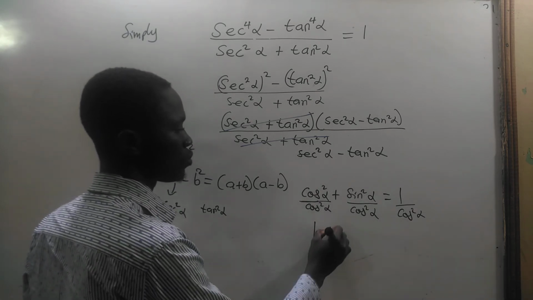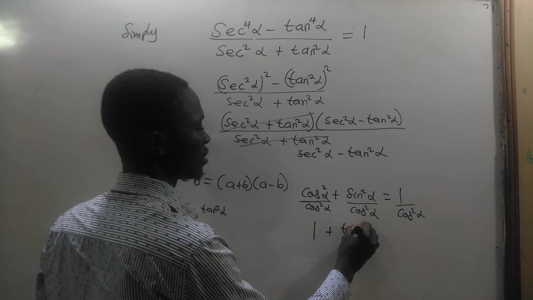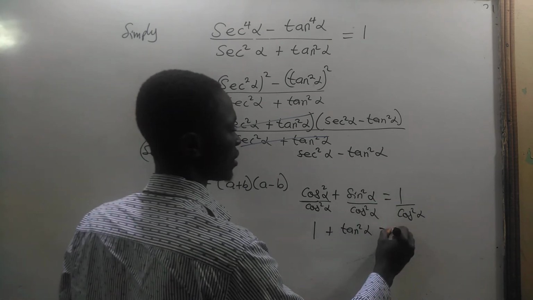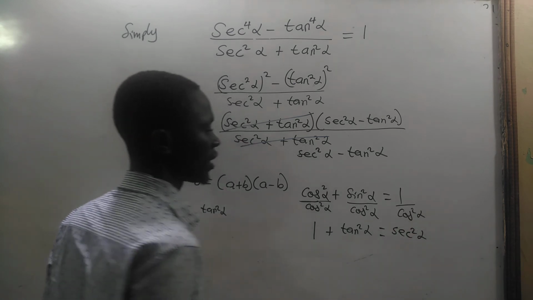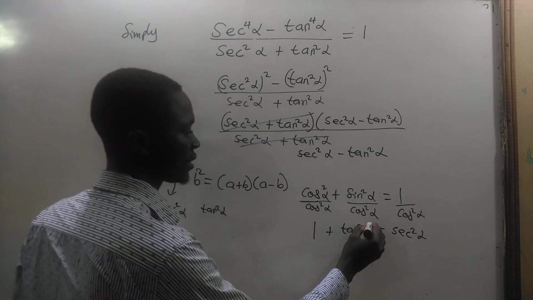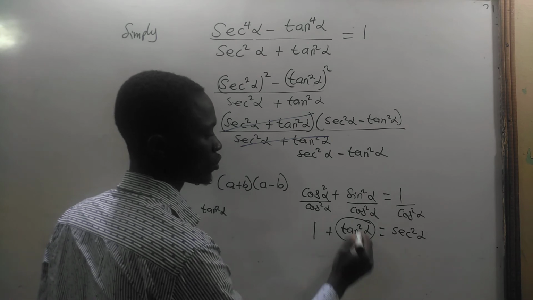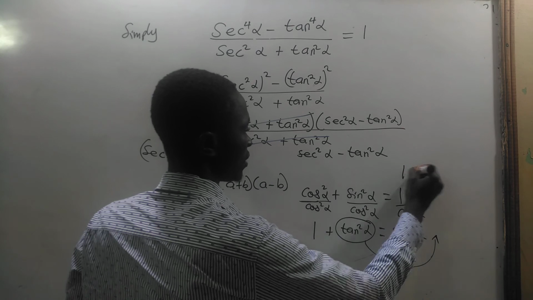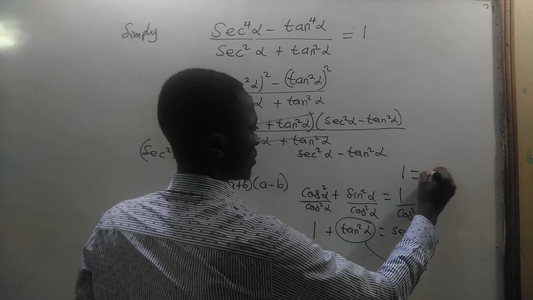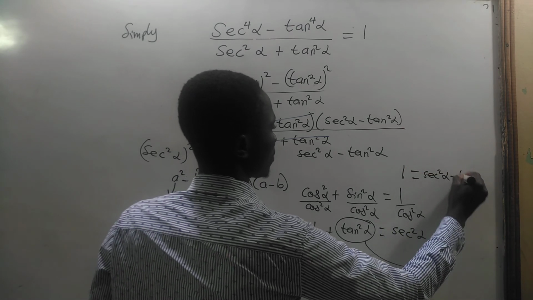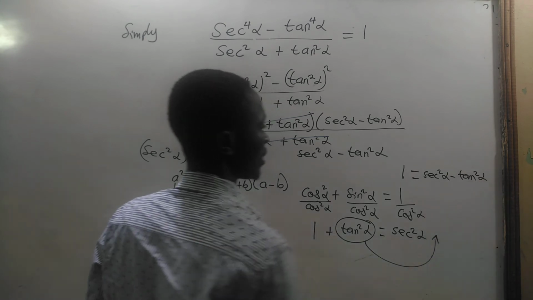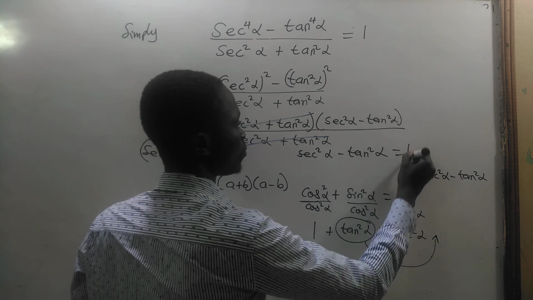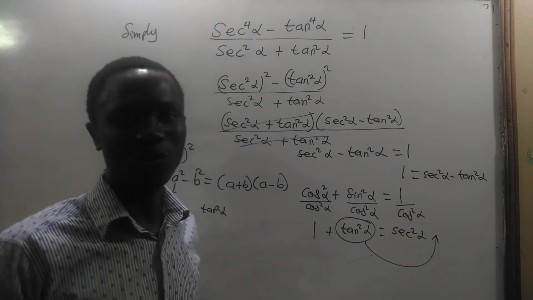Sine squared divided by cosine squared will give us tangent squared alpha, and 1 divided by cosine squared is sec squared alpha. So if I send this tangent squared alpha to this side, I'm going to get 1 equal to sec squared alpha minus tangent squared alpha. So it means that sec squared alpha minus tangent squared alpha is equal to 1. And we are done with the proof.